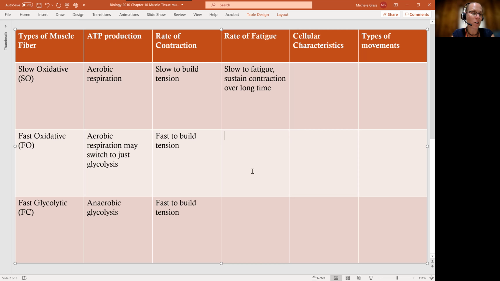In the case of the fast oxidative, I'm going to call it medium to fatigue. So what we're going to see is that it's faster to fatigue than the SO, but slower than the FG. So I'm just going to leave it here, fast, medium to fatigue. And then the last one, the fast glycolytic, is going to be the quickest one to fatigue. So it fatigues the fastest.